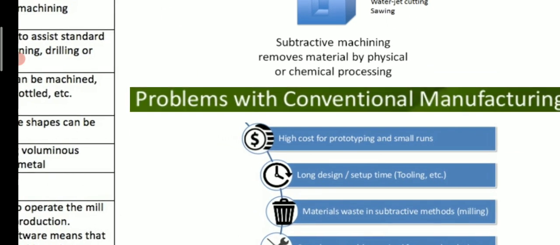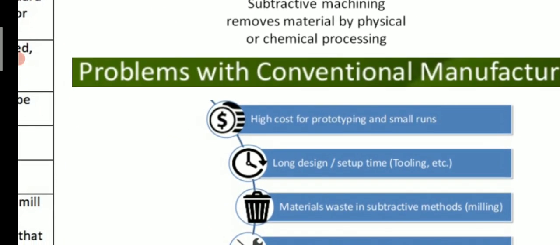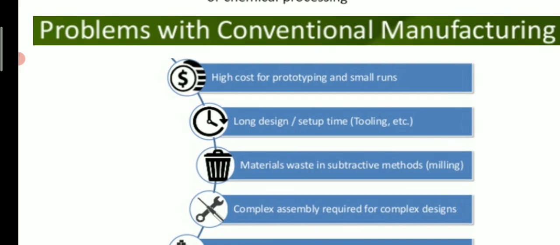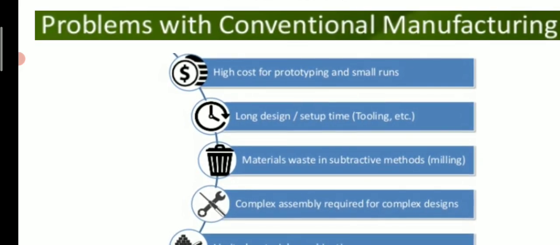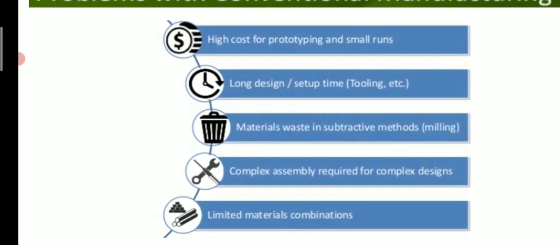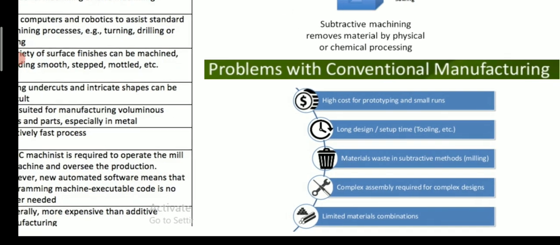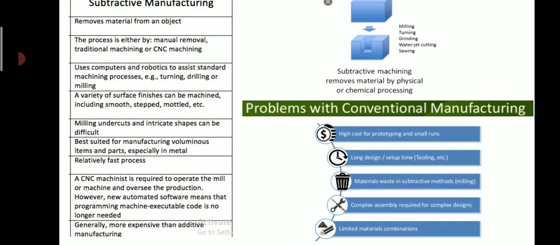Number one is high cost for prototyping and small runs. It requires long design and setup time. There is a lot of material waste in subtractive manufacturing methods. Complex assembly is required for complex designs, and material combinations are limited. So these are the problems with conventional manufacturing.